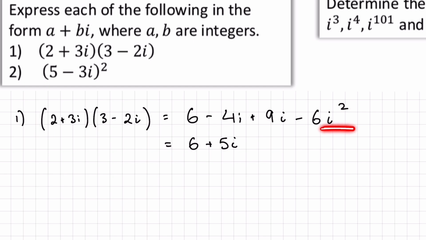i squared becomes -1. -1 times -6 becomes +6. So the final answer is 12 plus 5i for that one there. Question 2.